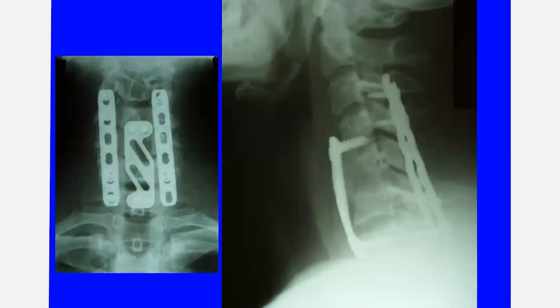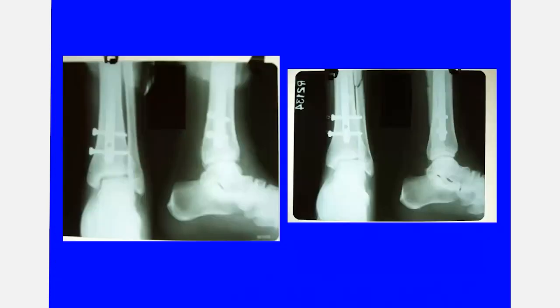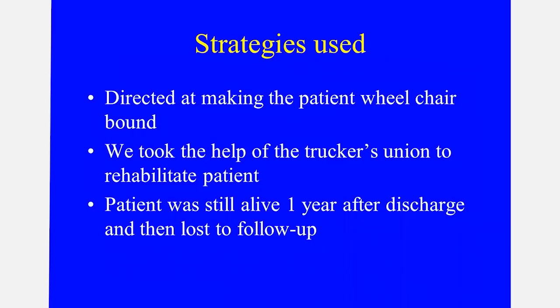You can see here the 2 levels of spinal fixation, anterior and posterior, and the 2 tibial nails which we did over here. And then, of course, we put him in a wheelchair and we took the help of the truckers union to help rehabilitate the patient. This patient was still alive 1 year after discharge, but then subsequently lost to follow-up.